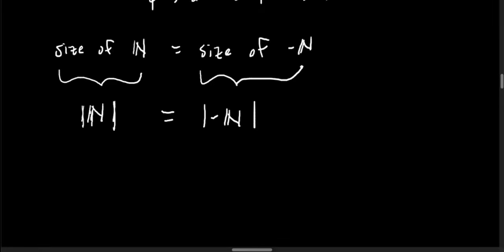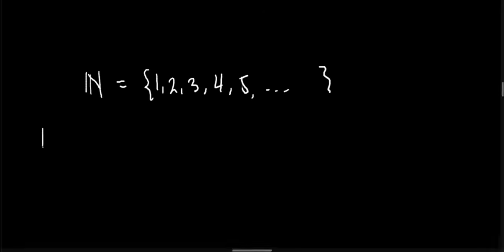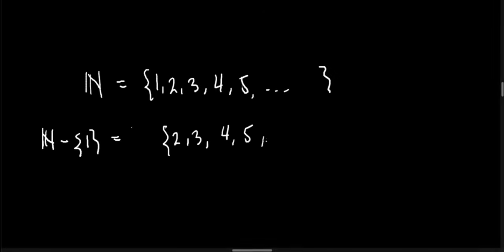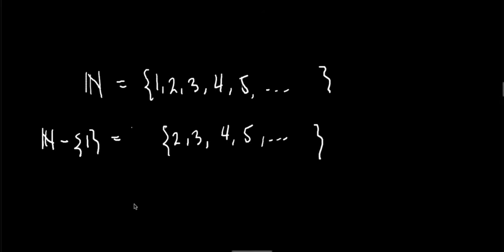Let's first consider the set that we saw earlier of positive whole numbers. Now consider the same set, but delete the number 1. We write this N minus the set containing 1. So this will be 2, 3, 4, 5, etc. All the positive whole numbers strictly greater than 1. And now I want to know if these two sets have the same size. It may surprise you to learn that they do.